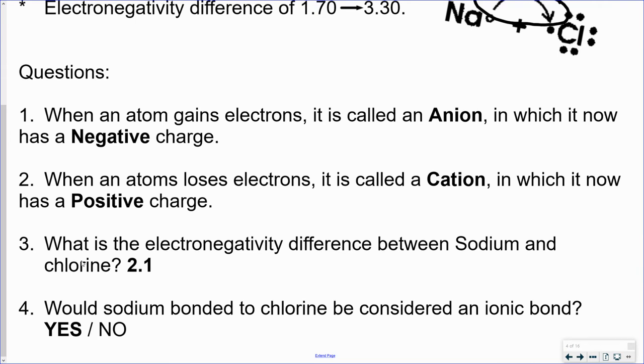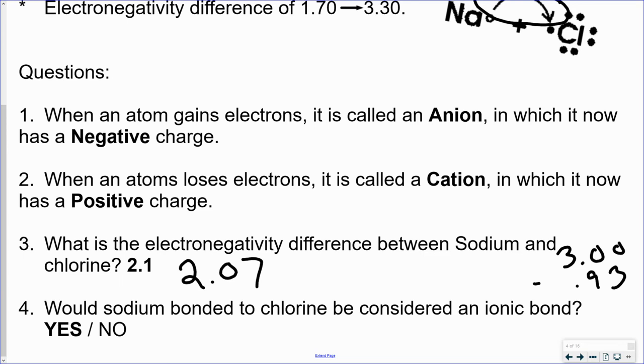So, how did I get this electronegativity difference of 2.1? Well, on your periodic table, chlorine has an electronegativity of 3.00. Sodium has an electronegativity of 0.93. So when you subtract that, you're going to get actually 2.07, which would round up to about 2.1.